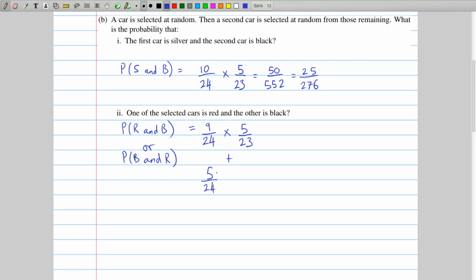There are now 24 cars in this lot entirely, because we're kind of ignoring now the previous scenario where we already picked the red and then the black. This is a totally new scenario. So we've picked the black car first, and then we pick a red car second, so that's 9 out of 23. And each of those turn out to be 45 out of 552. Which gives us 90 out of 552, which we can simplify down to 15 over 92.